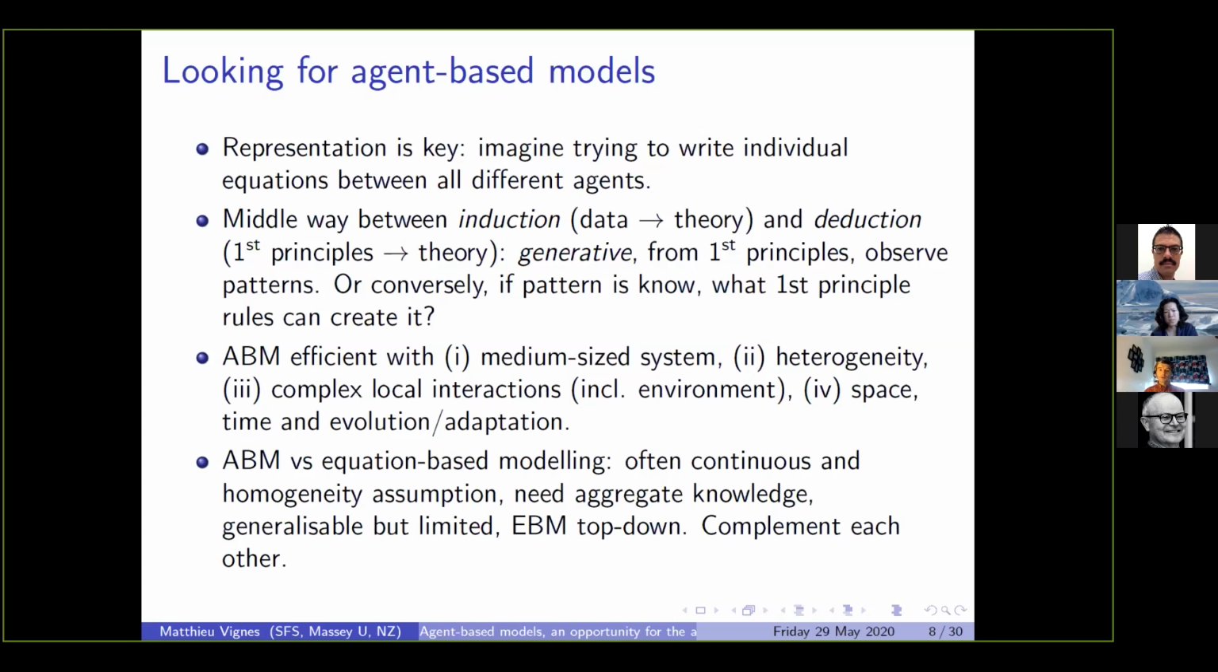You can model complex nonlinear local interactions between the agents or with the environment. And very often in agent-based models, the space plays a role, and you have spatial-temporal relationships as well. You can also have an evolution or an adaptation of the agent to the environment. So you use the history of the agents to adapt their rules, their behavior.